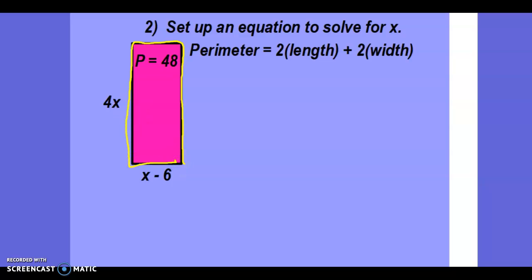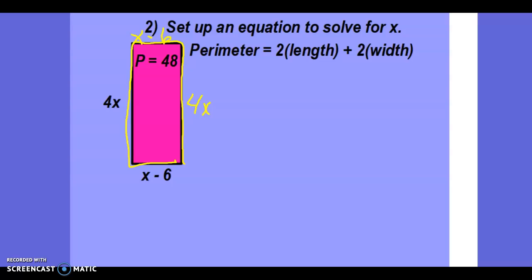And if the left side is 4x, the right side is 4x. If the bottom is x minus 6, the top is x minus 6. So there are 2 lengths and there are 2 widths in the perimeter. So let's apply the formula here, and let's substitute in the information.